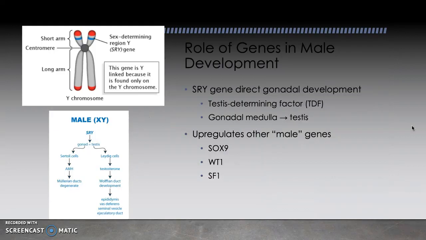So the role of genes in male development is a pretty interesting topic to dive into. The SRY gene is primarily recognized with male development as it's Y-linked. In fact, there's a small region on the Y chromosome that has a profound impact on development. The SRY gene directs the gonads to further differentiate. The SRY gene is the signal necessary for the bipotential gonadal medulla tissue to differentiate into the testes.